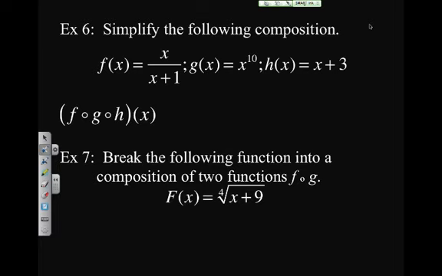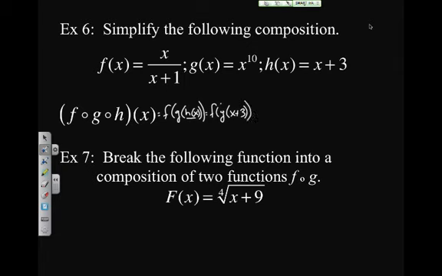Okay, we want to simplify the following composition, and notice we have three things. So this is just f of g of h of x. Okay, well now we have three directions to follow. We start with h of x, and we replace that h of x with x plus 3.